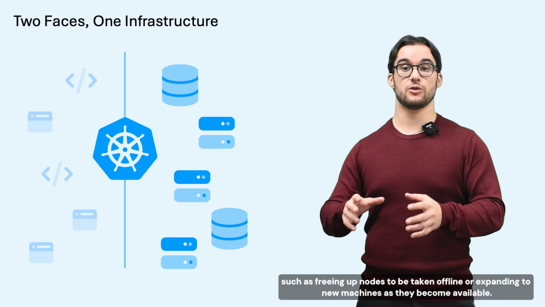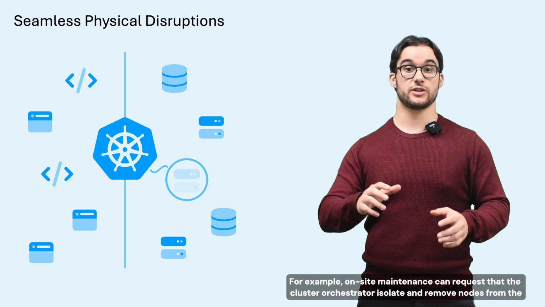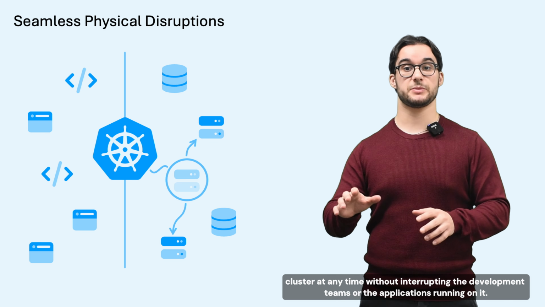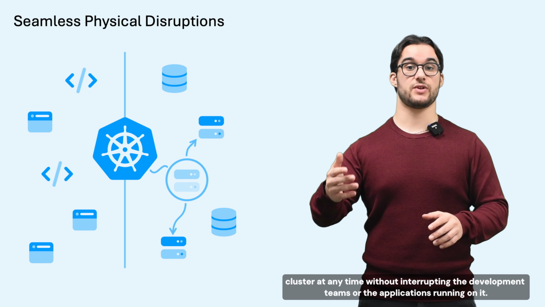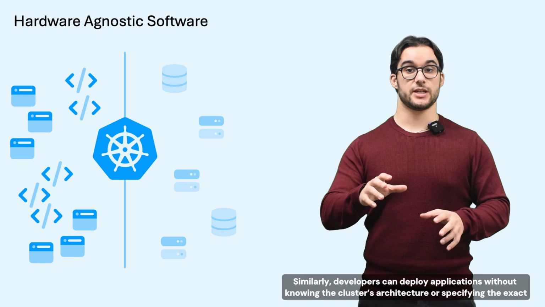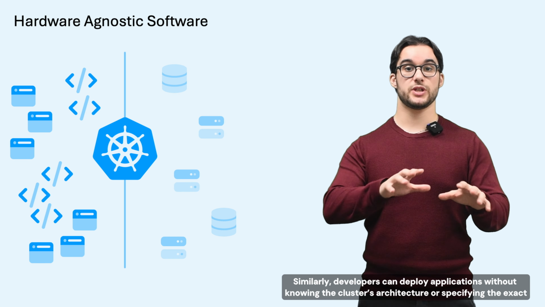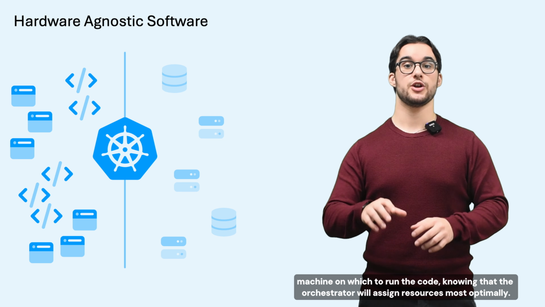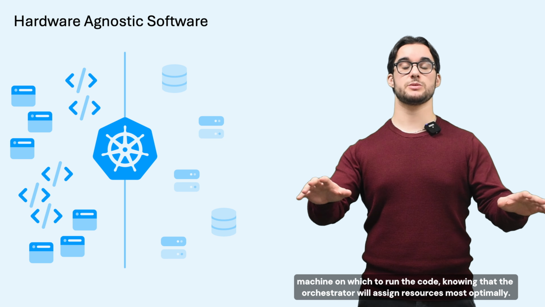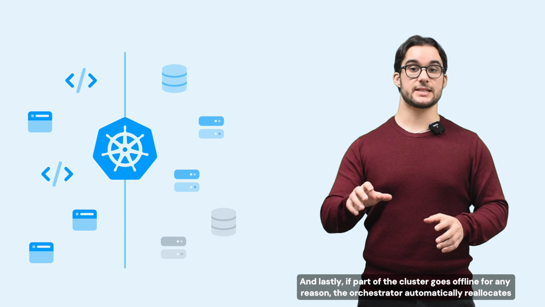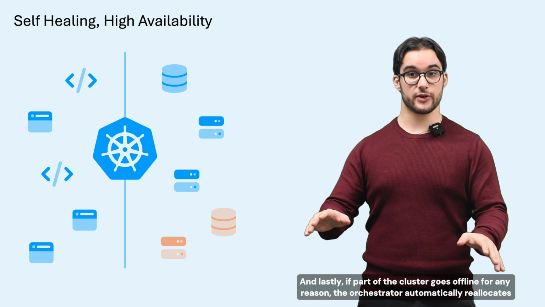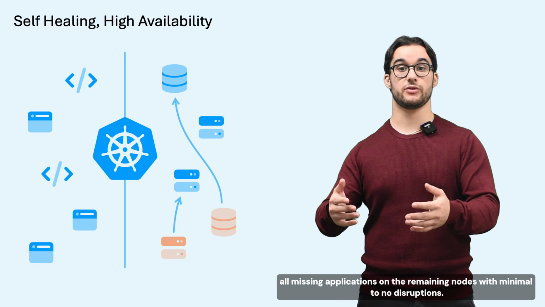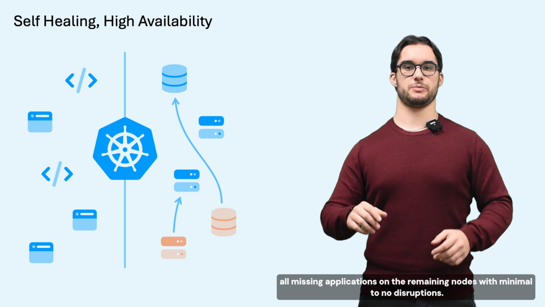For example, on-site maintenance can request that the cluster orchestrator isolate and remove nodes from the cluster at any time without interrupting the development team or the applications running on it. Similarly, developers can deploy applications without knowing the cluster architecture or specifying the exact machine on which to run the code, knowing that the orchestrator will assign resources most optimally. And lastly, if part of the cluster goes offline for any reason, the orchestrator automatically reallocates all missing applications onto the remaining nodes with minimal to no disruptions.